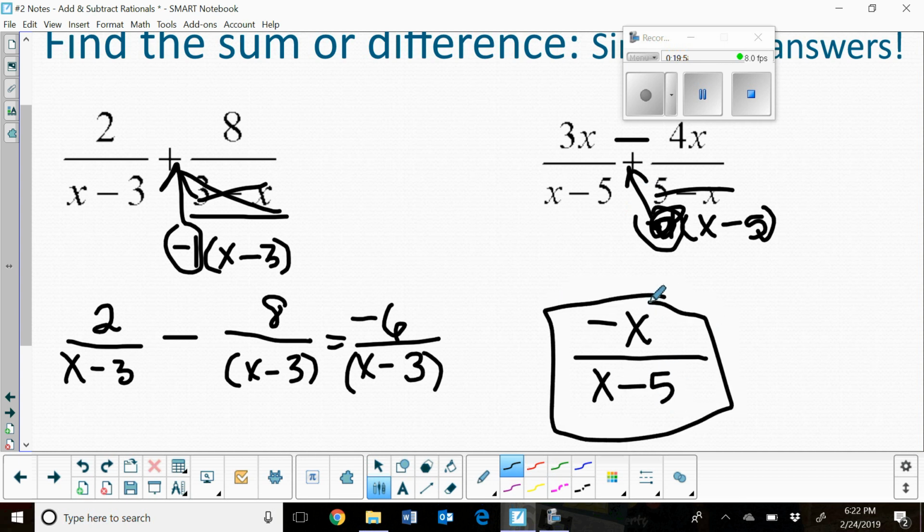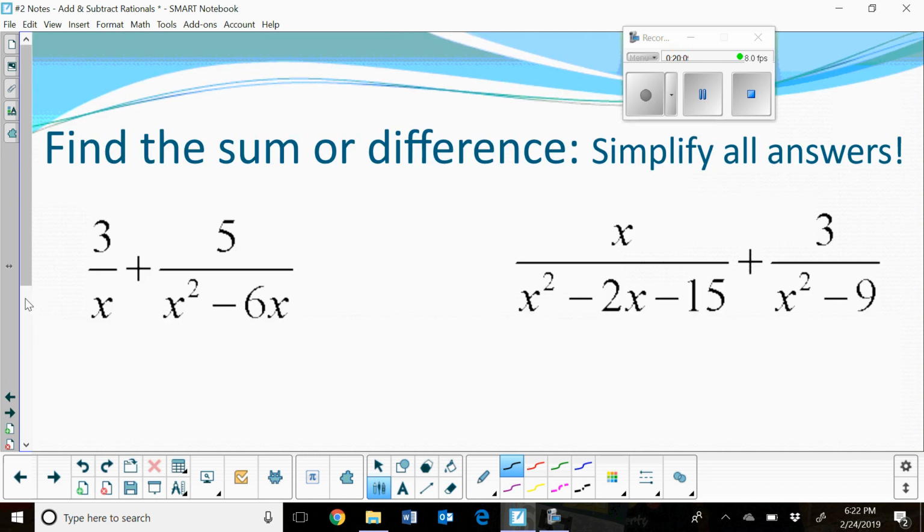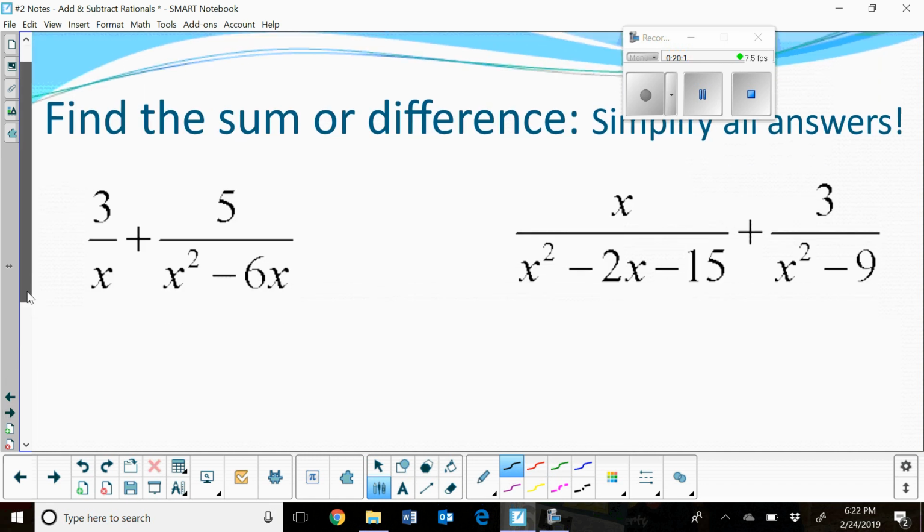And there's our answer. Okay, and that's how you handle those that look like that. They're just the opposite signs. They're inverses of each other, additive inverses. Okay, let's try a couple more of these. These are a little bit more involved.